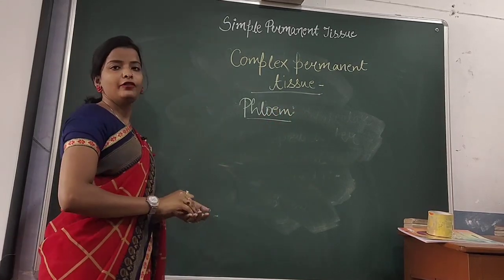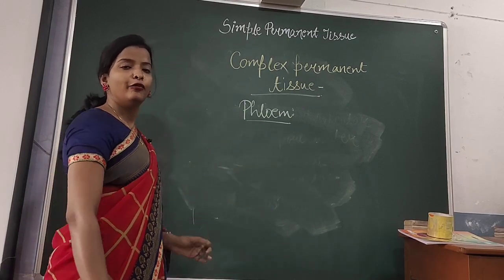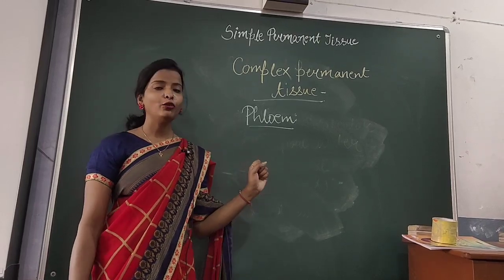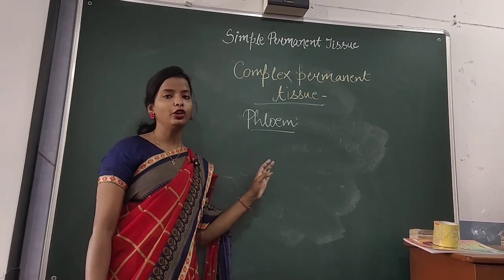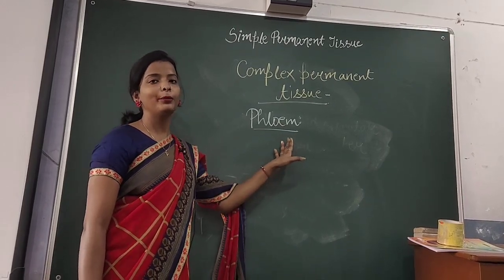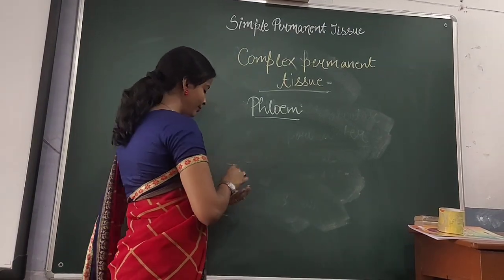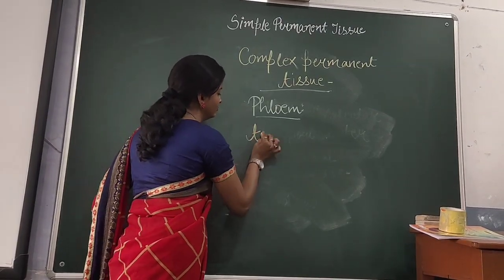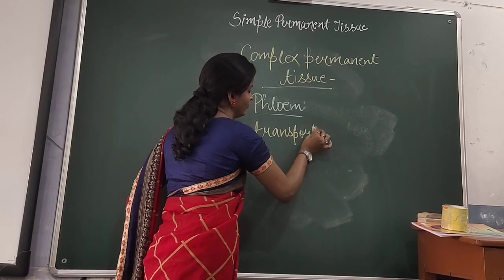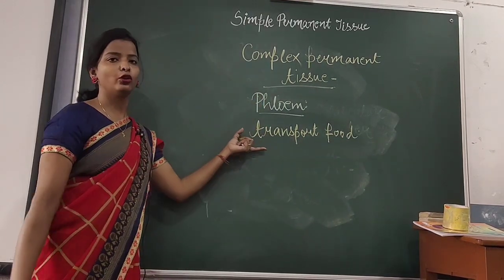Now, as I have told you that xylem is used to transport water, similarly the food is manufactured in which part of the plant? In the leaf. Now that food is also supposed to be transported through the plant. So what is the role of the phloem? To transport the prepared food throughout the plant body. So what is the main role of phloem? Transport food. This is the main role of phloem.